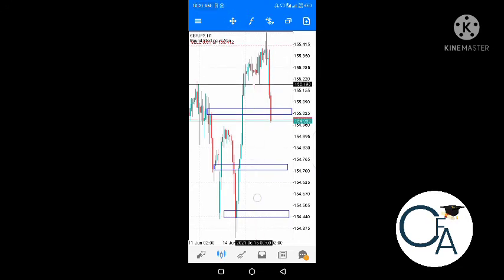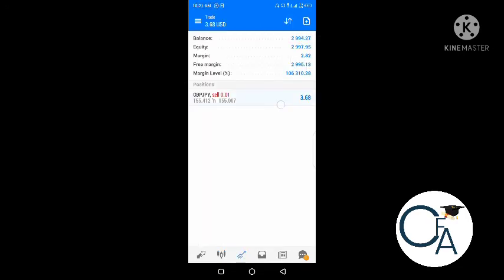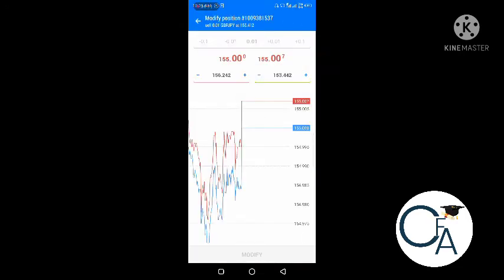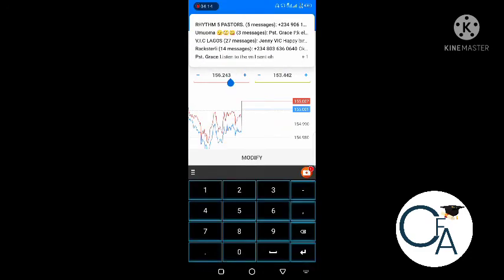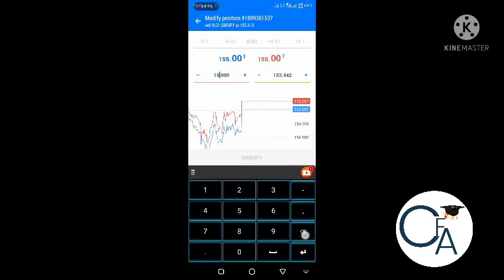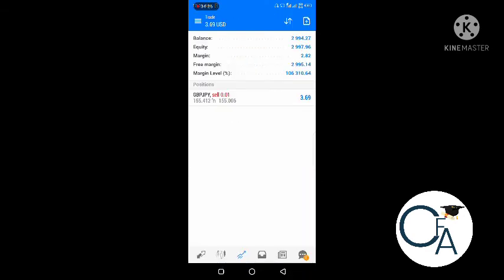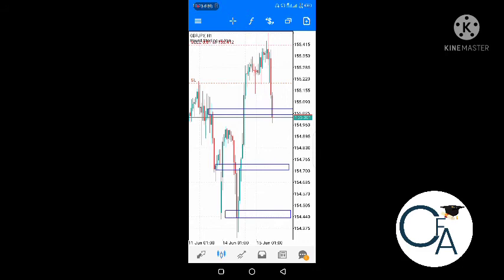But me, I don't usually do that. It means I will not gain anything from the market. And then, so let me put this thing here. So this is 155.197. So I will go and modify my trade, move my stop loss to 155.197. So modify. So you see my stop loss is already here.